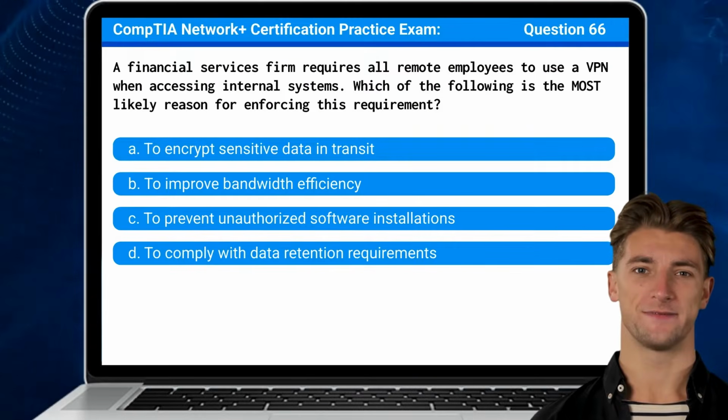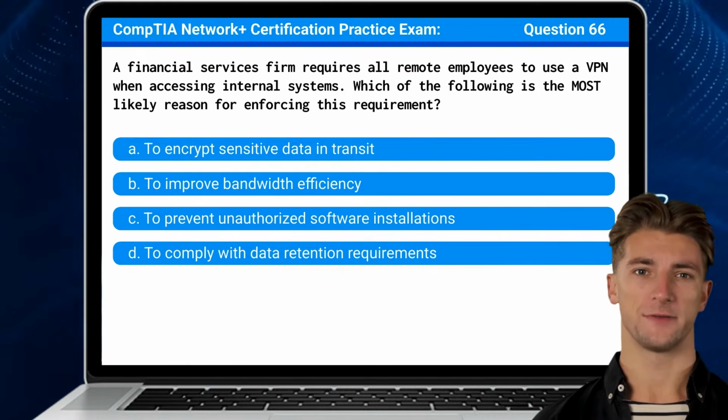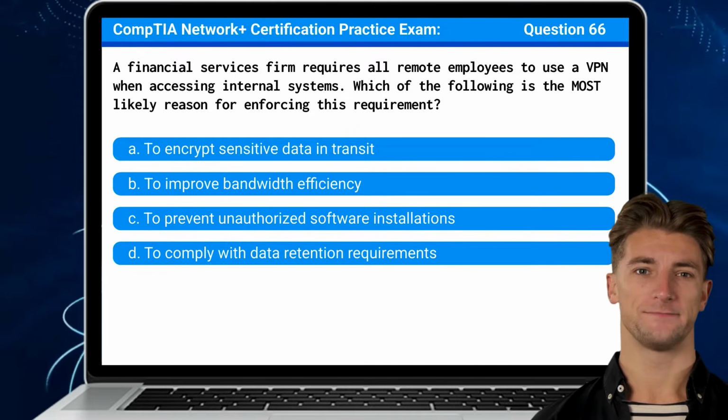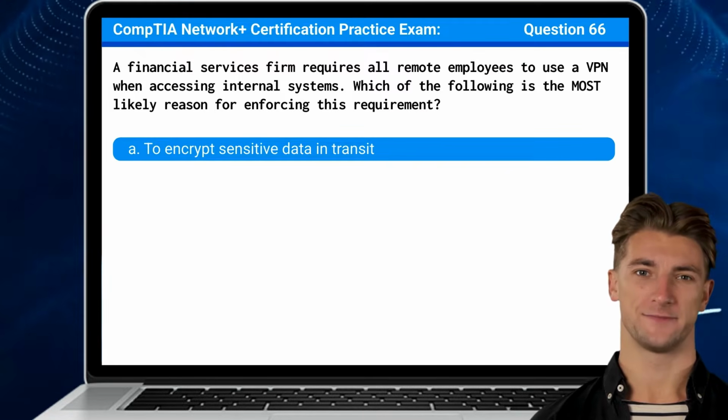Question 66. A financial services firm requires all remote employees to use a VPN when accessing internal systems. Which of the following is the most likely reason for enforcing this requirement? The answer is A, to encrypt sensitive data in transit.